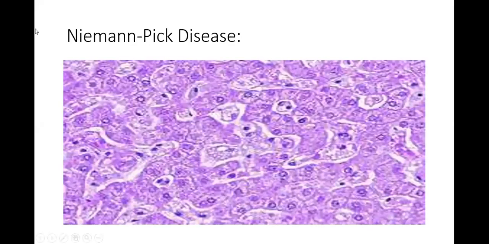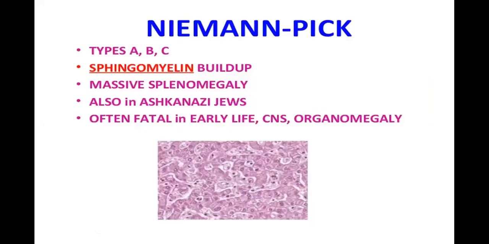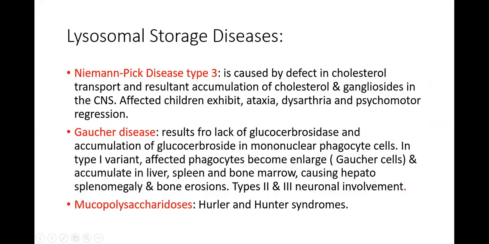So this is the microscopic appearance of Niemann-Pick disease. You can see accumulation of sphingomyelin, which is going to be purple in color, present within the cytoplasm or lysosome of these cells. In types A and B, sphingomyelin buildup and splenomegaly occur. Also, it is seen in Ashkenazi Jews, often fatal in early life. CNS involvement is because of neuronal damage, and organomegaly because of accumulation of fat, as I've already told you.